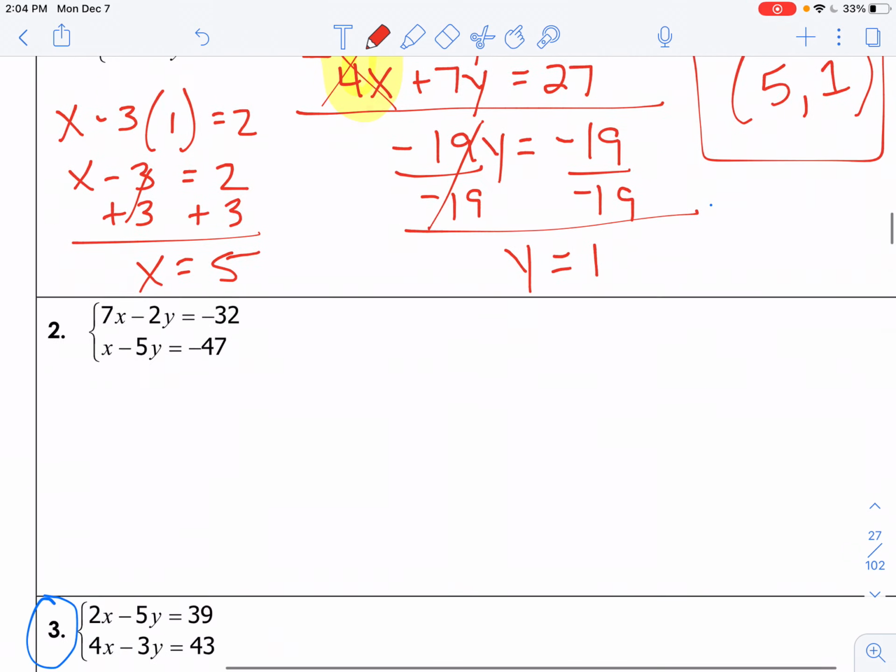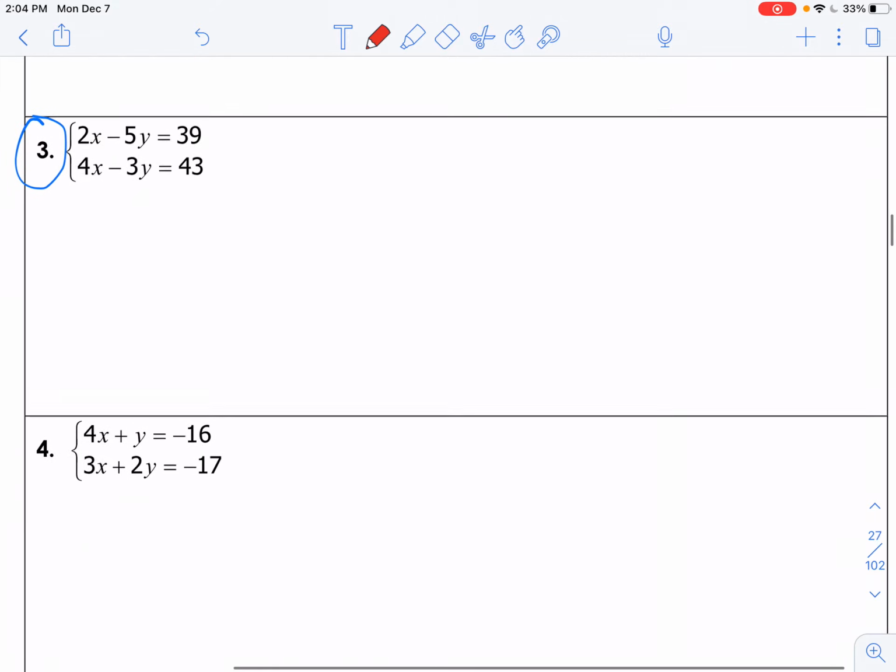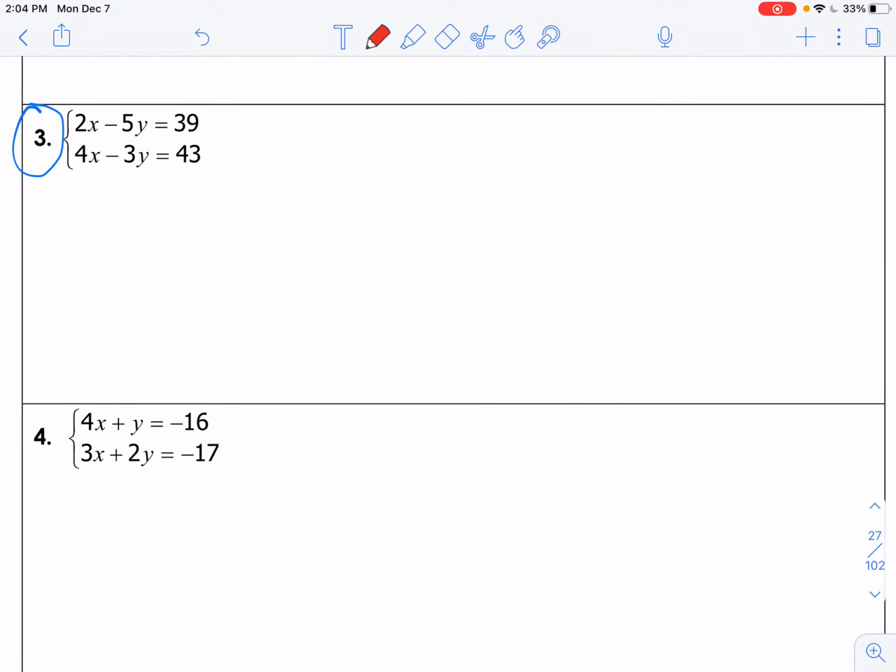Okay, let's try it again. Let's drop down to number 3. All right, what do I have here? I'm going to erase that to get it out of the way. So I have 2x minus 5y equals 39, 4x minus 3y equals 43. So I'm looking at my x's, I'm looking at my y's. I can multiply that first line by 2 so that I can eliminate my x's and get that to a 4.